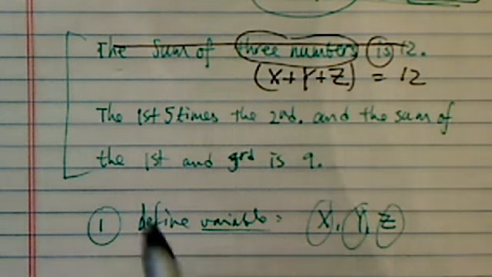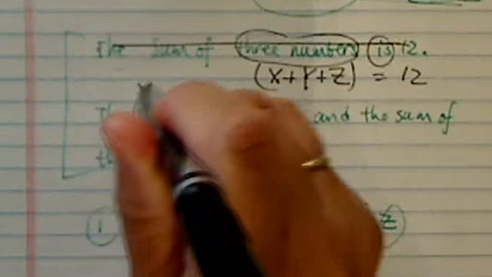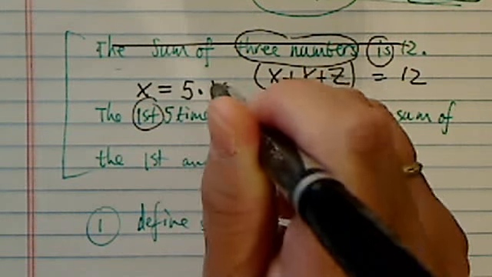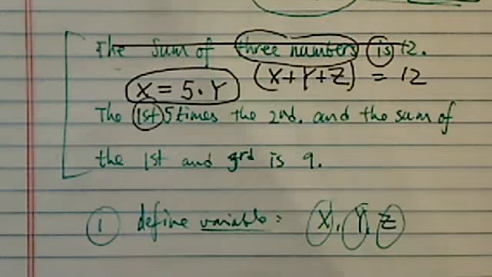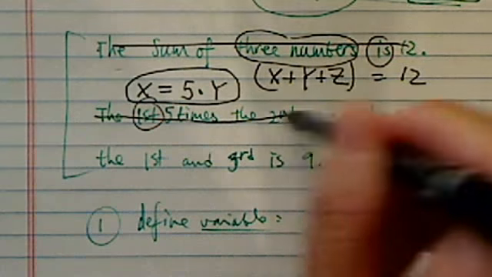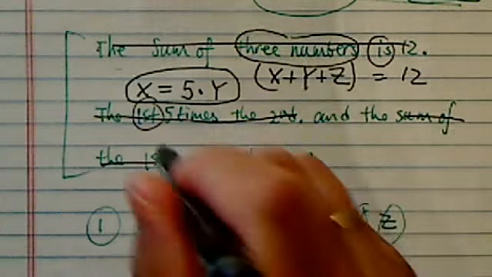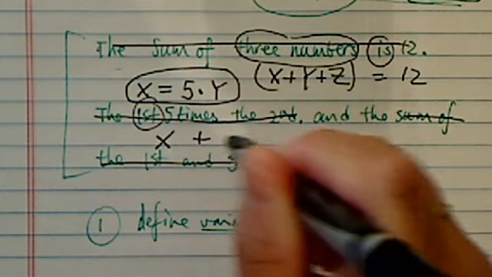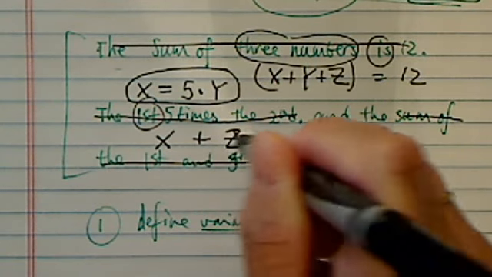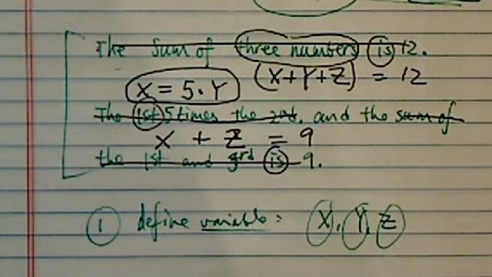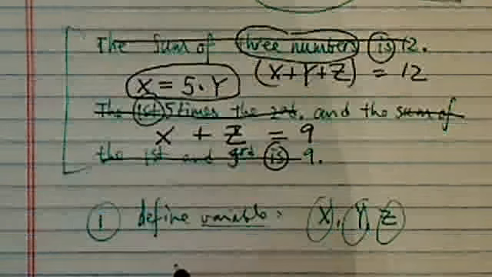Second sentence, the first number we'll call it x, is 5 times the second, which is this one. Okay, so that's the equation there. And the last one, the sum of the first and the third, well, first is x, third is z, the word is equal 9. So here comes our three equations.